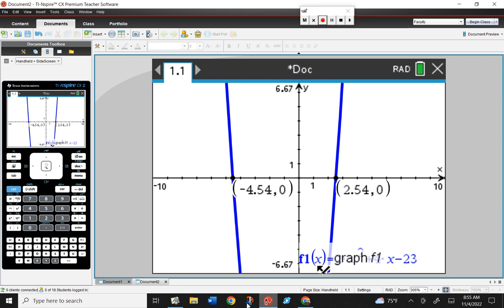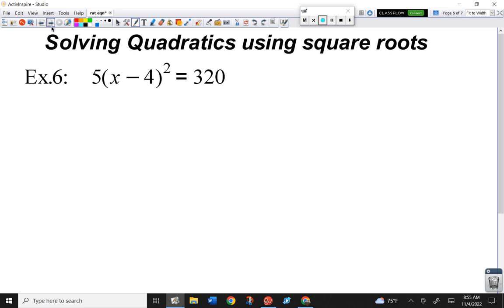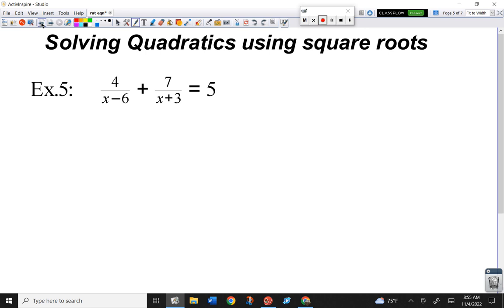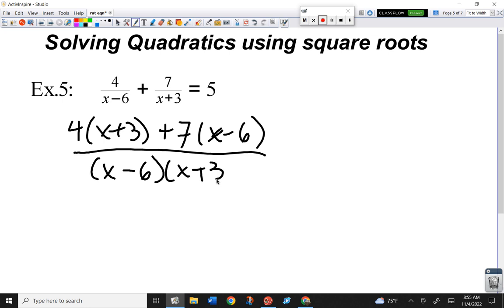All right, ladies and gentlemen, let's do our last example. Ready? Go ahead and copy this one down, ladies and gentlemen. Copy this last example down. Pause the video. And now that you've unpaused it, we're going to go ahead and do this math here. Ready? It's going to be 4 times x plus 3 and 7 times x minus 6. That's going to be over x minus 6 times x plus 3. That's going to equal to 5.